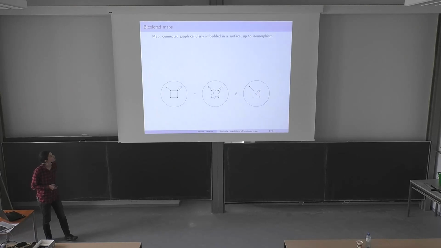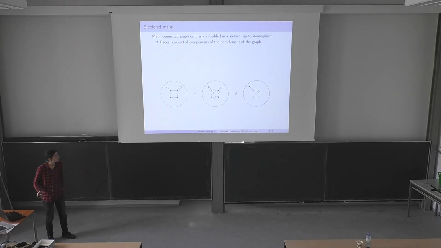So you have different embeddings of the same graph into the sphere, such that it's cellular, in the sense that the connected components of the complement of the graph are disks, and it's up to isomorphism, in the sense that you can deform your graph a little in the surface, but you can't change the cyclic order of the edges around each vertex, because otherwise it's a different map.